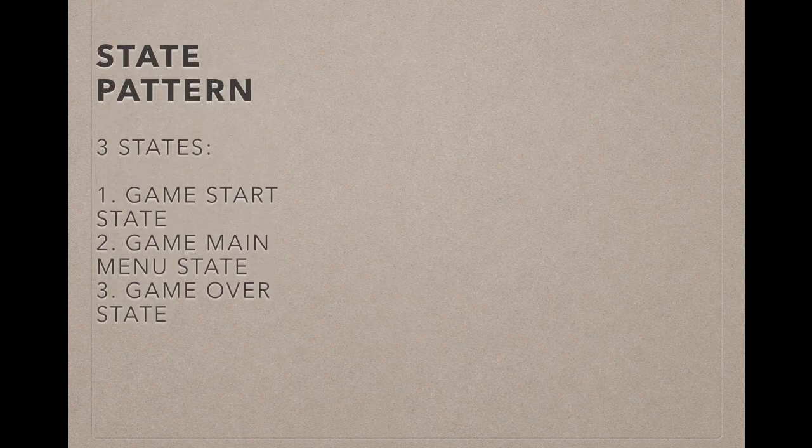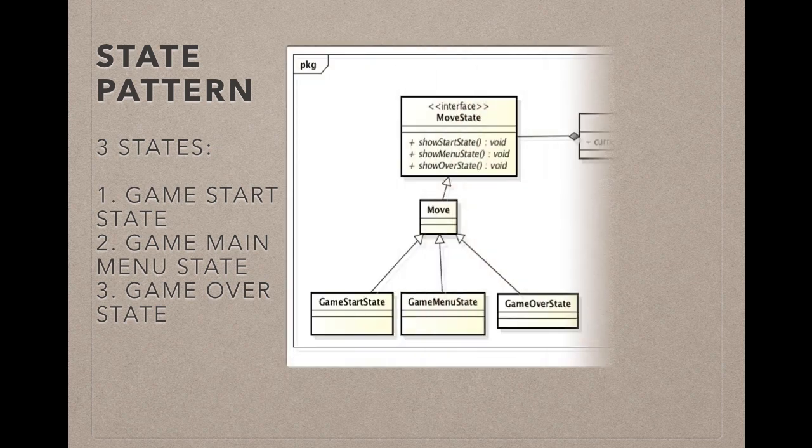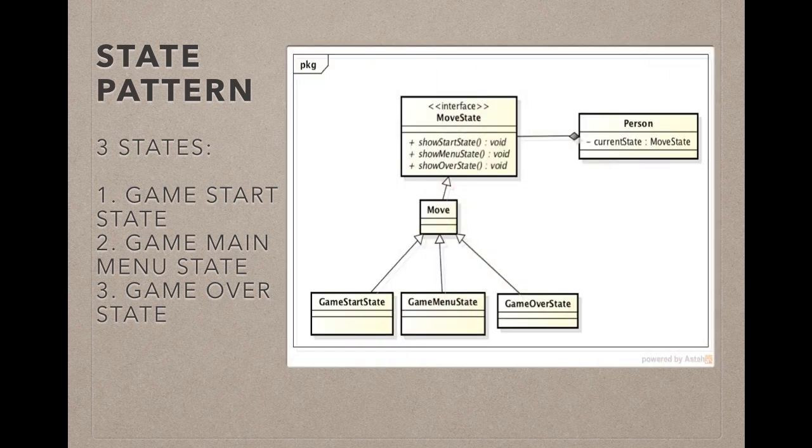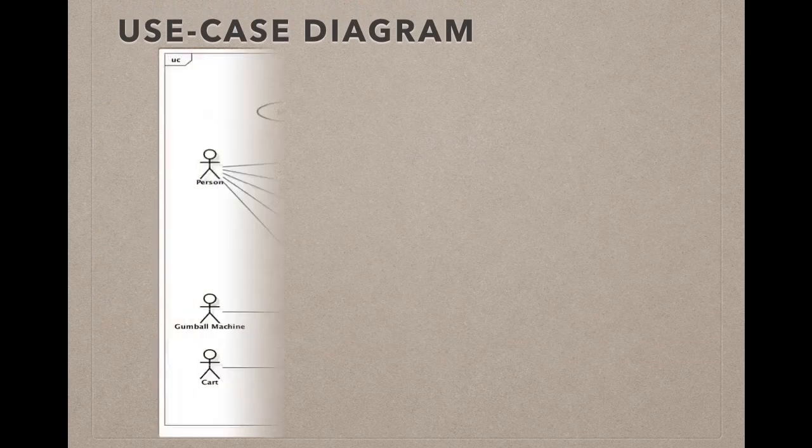When talking about the state diagram, we basically have 3 states in the game. There is a game start state, a game main menu state and a game over state. The person class maintains a pointer to the current state, and the move state interface has 3 methods: show start state, show menu state and show over state. Each of the subclasses implements the methods as needed, and this is the use case diagram for the game.